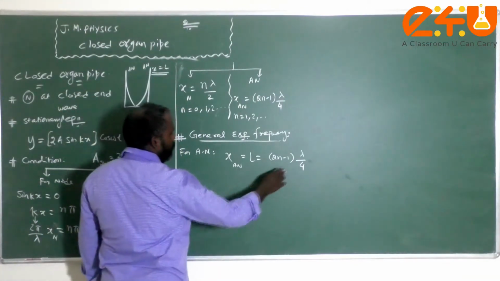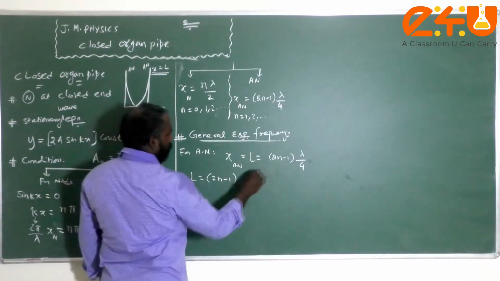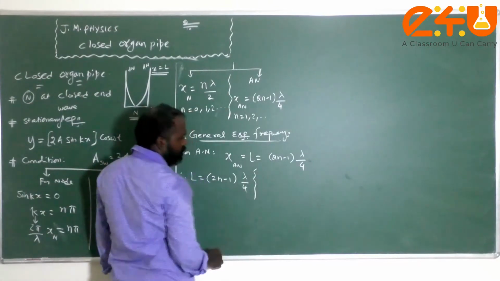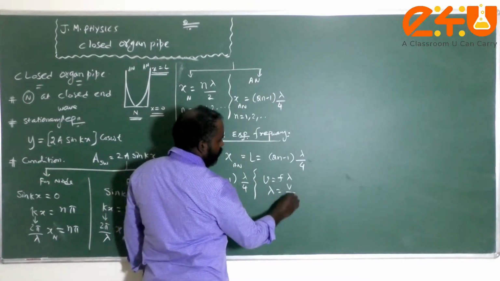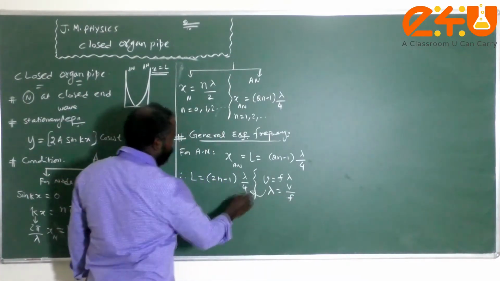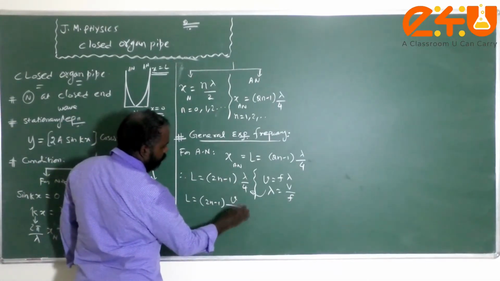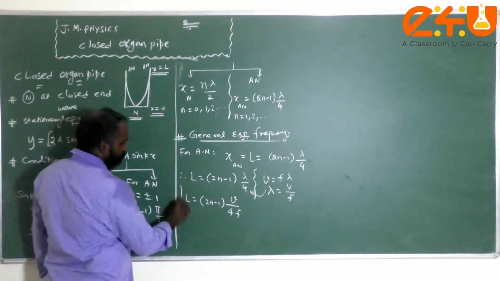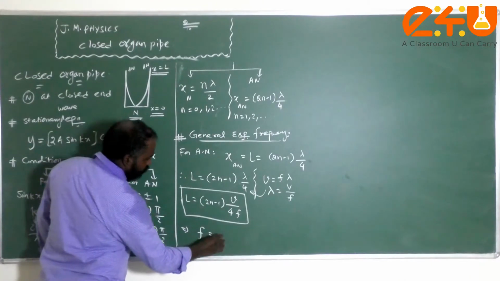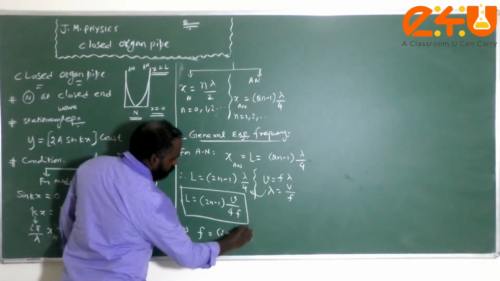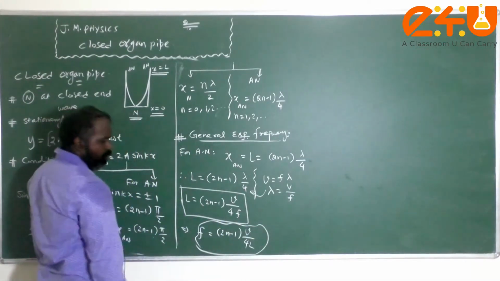So you just take this expression. Therefore L is equal to (2n minus 1) lambda by 4. And we know that velocity equals frequency into lambda. Therefore lambda is equal to V by F. Take this value and substitute over there. Therefore L is equal to (2n minus 1) V by 4F. So from this we can get F also. Therefore F is equal to (2n minus 1) V by 4L.